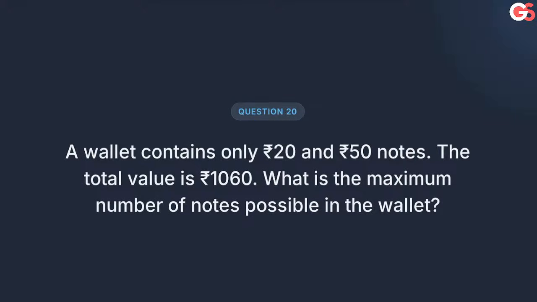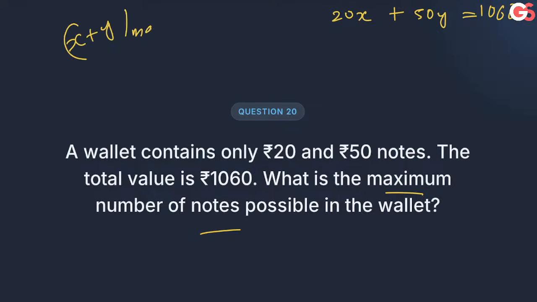Similar kind of question. Let's say X notes of 20 and Y notes of 50. If I add that, I'll get 1060. We need to maximize the number of notes. We need to maximize X plus Y. इसको मुझे मैक्सिमाइज करना है.